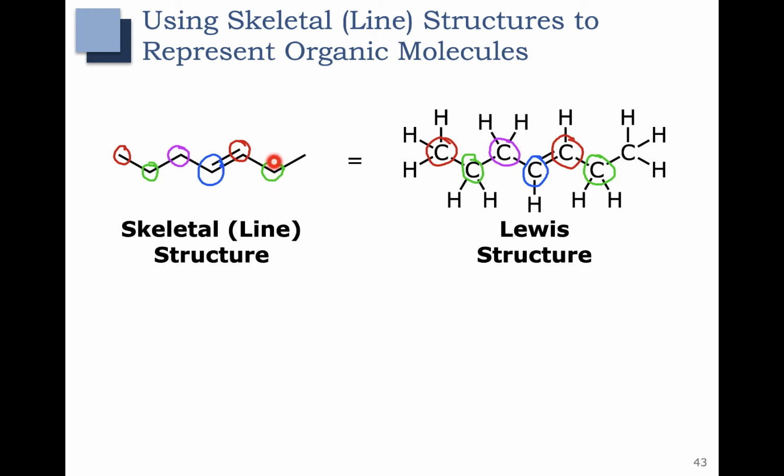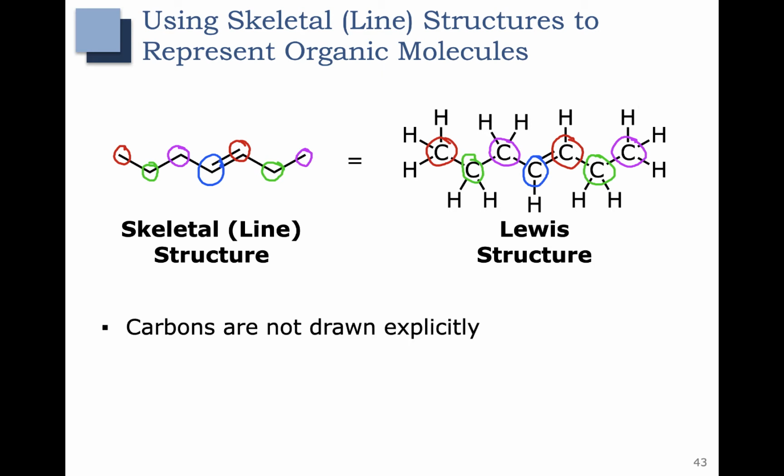The carbon has 1, 2 bonds, so the other 2 have to be hydrogens, as shown over here on the right. And we also have a carbon right here that corresponds to this carbon on the right there. It only has 1 bond, so the other 3 have to be hydrogens.